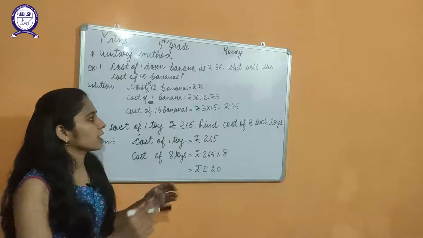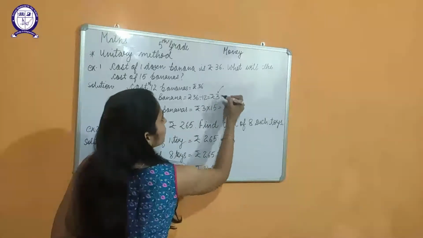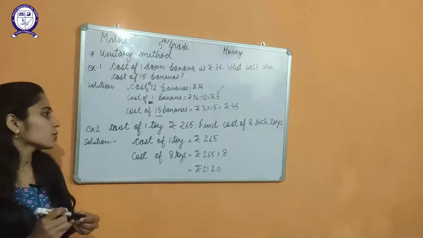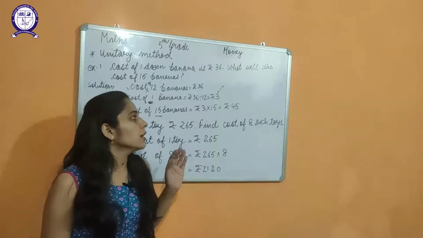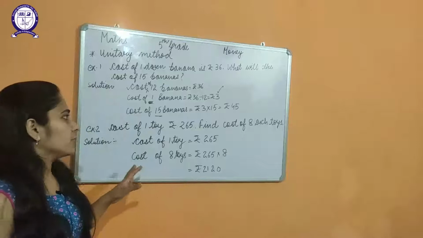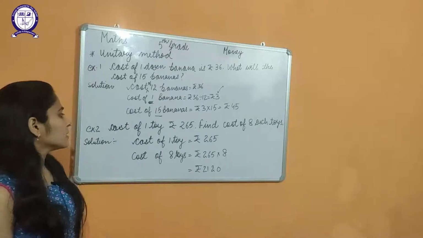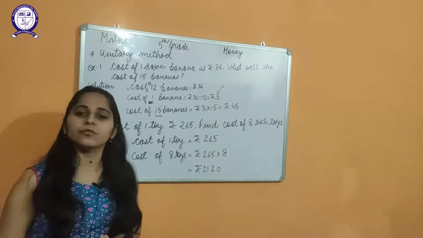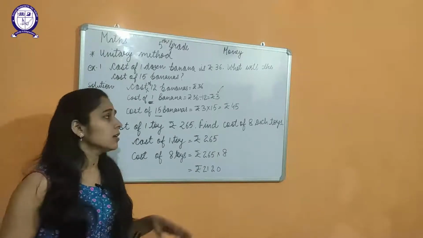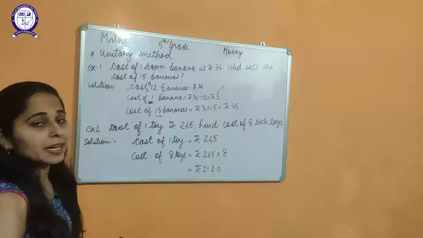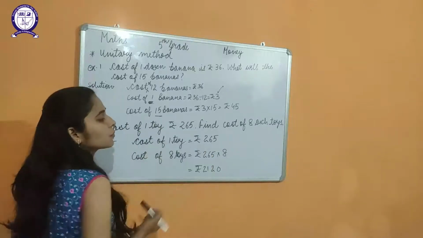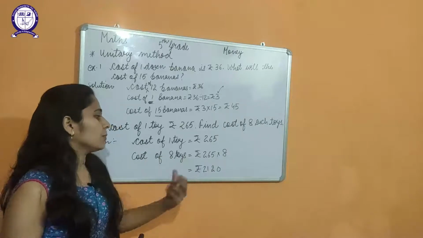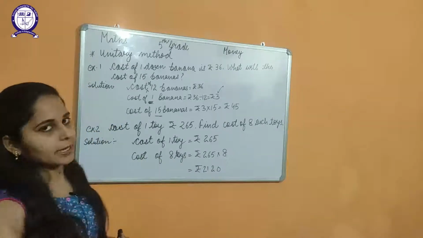Cost of 15 bananas will be, as you know, that cost of one thing is given and you have to find out more than that, then you have to multiply. So 15 multiplied by 3 will be rupees 45. Okay. So now next: cost of one toy is rupees 265. Find the cost of 8 such toys. As simply as we found the cost of bananas, cost of 8 such toys will be 265 multiplied by 8, and it will be rupees 2120.